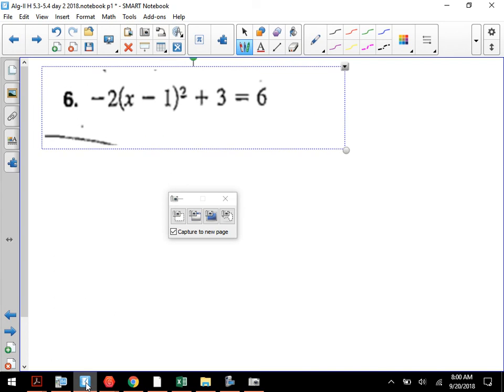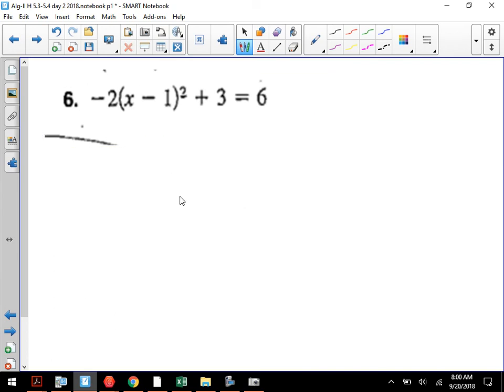So let's see here. In this case, I would subtract 3, divide by -2. You okay with that as a start? All right. So I subtract 3 divided by -2. I'm going to get x minus 1 quantity squared equals -3/2. We okay with that? Okay. Now, when I take my square root, since there's a negative, that means we're going to have what in our answer? An i. Very good.